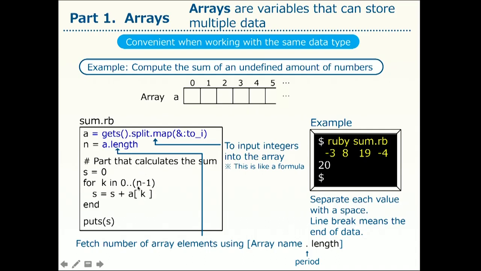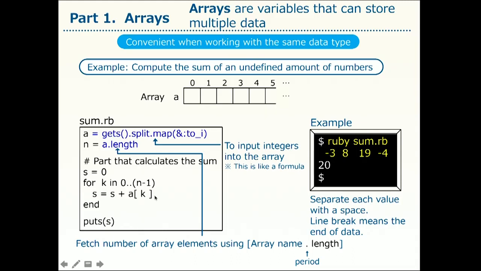First, the initial value of the answer for the sum is set to 0, then this loop is performed. This loop repeats for the values of k from 0 to n-1. Please pay attention here again. The index of the array starts from 0. Therefore, the computation repeats as the k value changes from 0 to n-1, which gives you n repeats. Then the sum is computed in the variable s. This is a typical use of arrays.